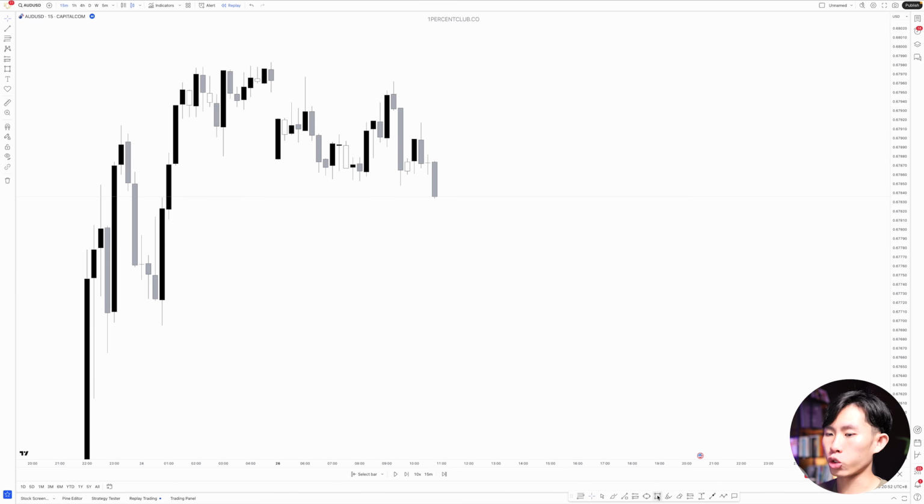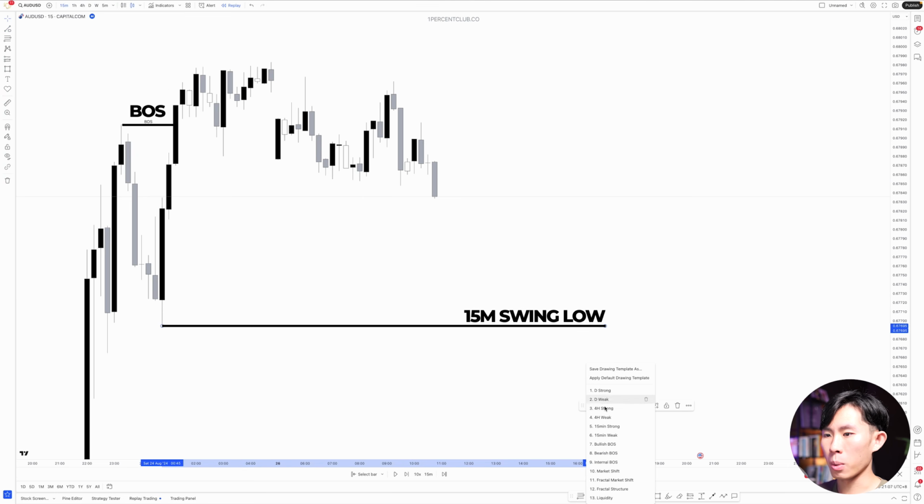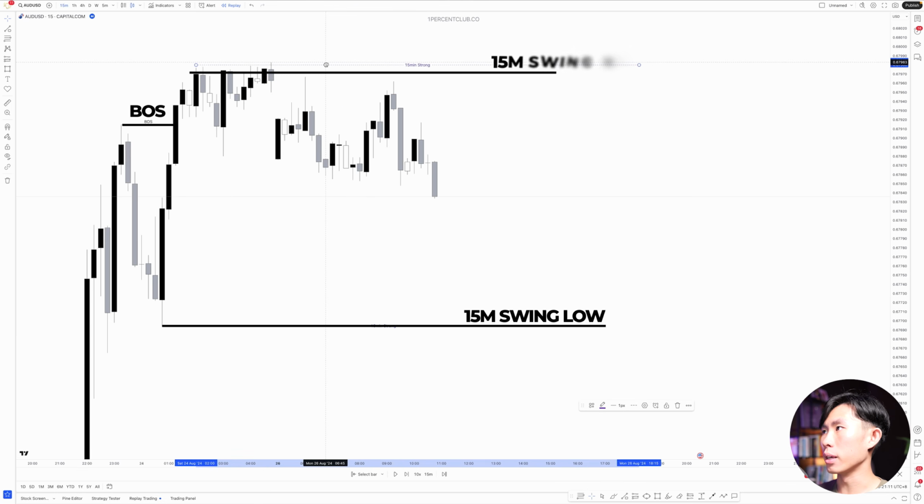Okay, so in this case right here, we saw that this is a bullish scenario, obviously because price actually created a bullish break of structure to the upside just like this. Okay, so since we got our bullish break of structure, we can identify that this right here, ladies and gents, is our swing low, right? So this is my 15-minute strong low. And then this right here is my 15-minute swing high.